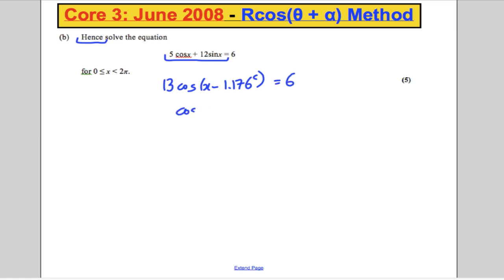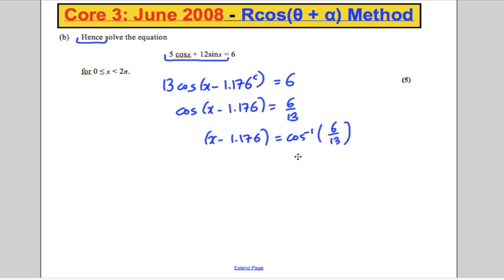Divide both sides by 13. Inverse cos both sides to get your principal angle. Tap that in your calculator, keeping your calculator in radians mode. Inverse cos 6 over 13 is equal to 1.091. So x subtract 1.176 is equal to 1.091.